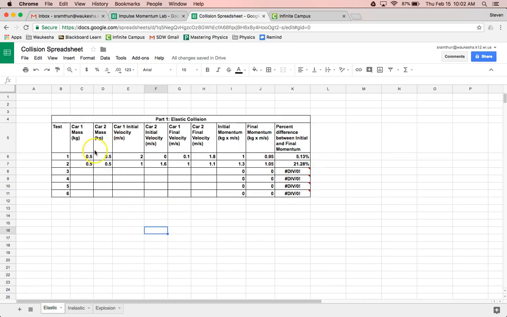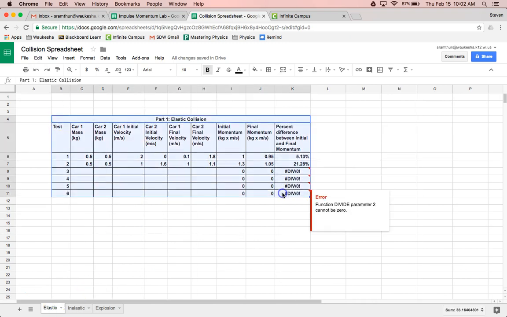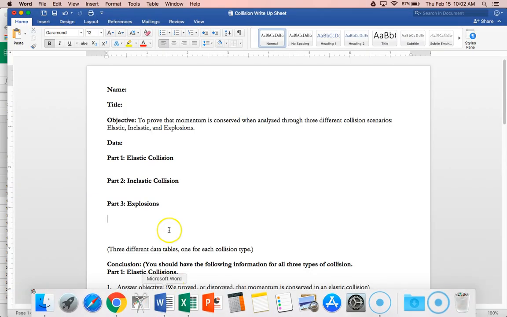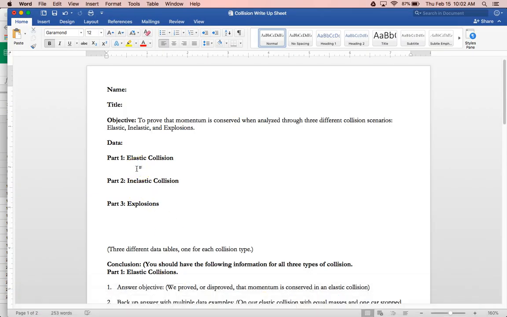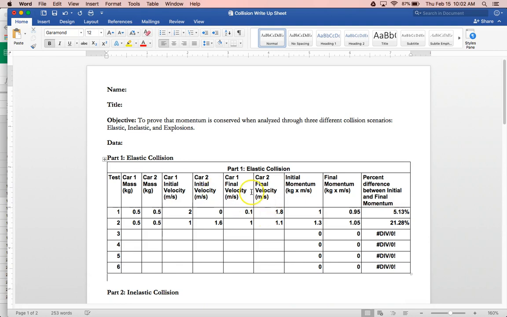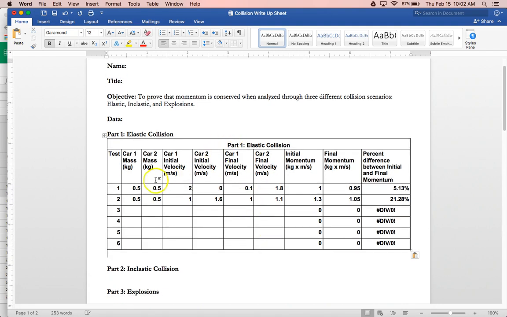Now, once you get this, you're going to highlight this table. You're going to copy this table. You're going to go to wherever you're writing up your lab in. You're going to put this into your lab report. And this is going to look really good. Put those borders on there. You should know how to do that by now.